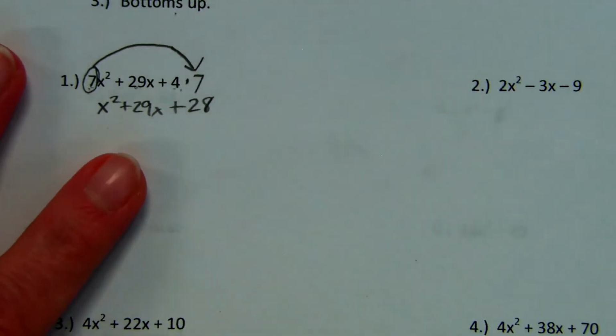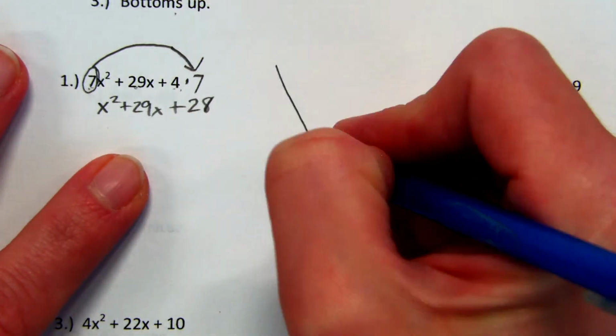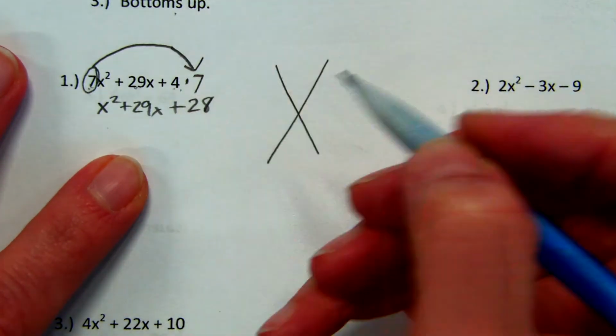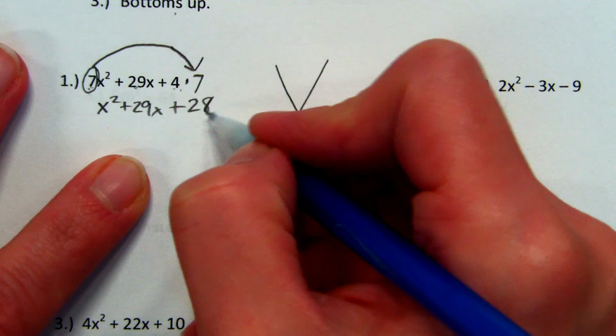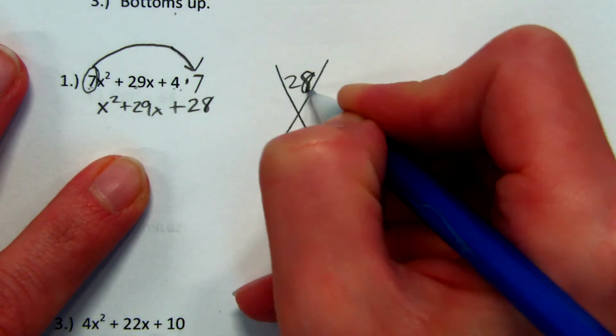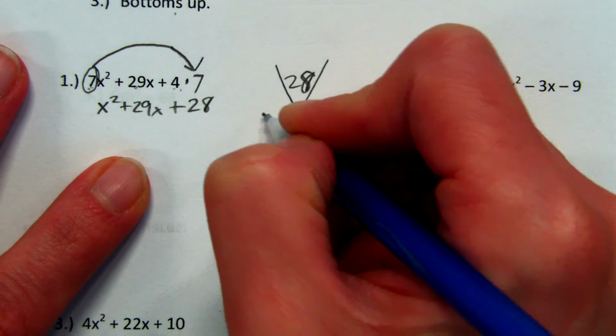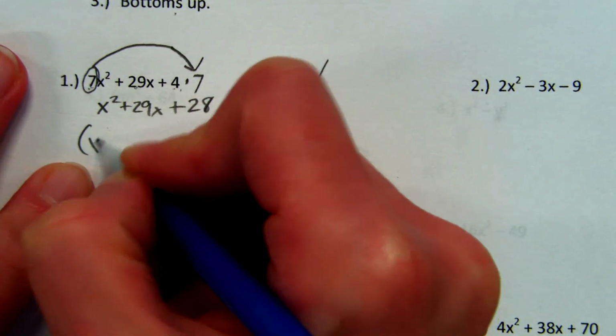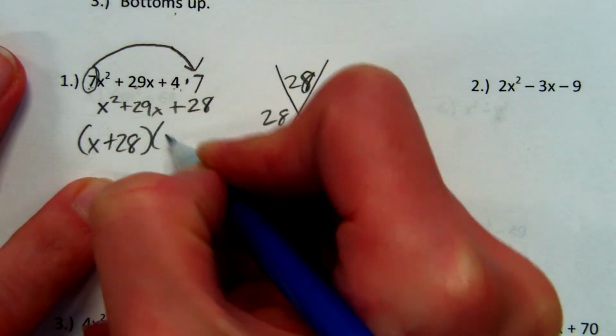This is just a trick. So then we're going to make our x and factor like you normally would. So I would have 28 on top and 29. It multiplies together to make 28 and adds to make 29. 28 and 1. So that's pretty easy. x plus 28 and x plus 1.